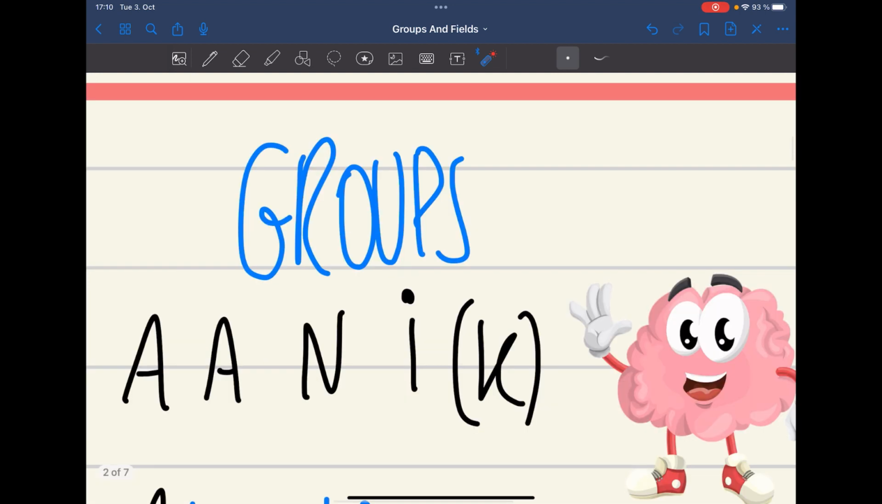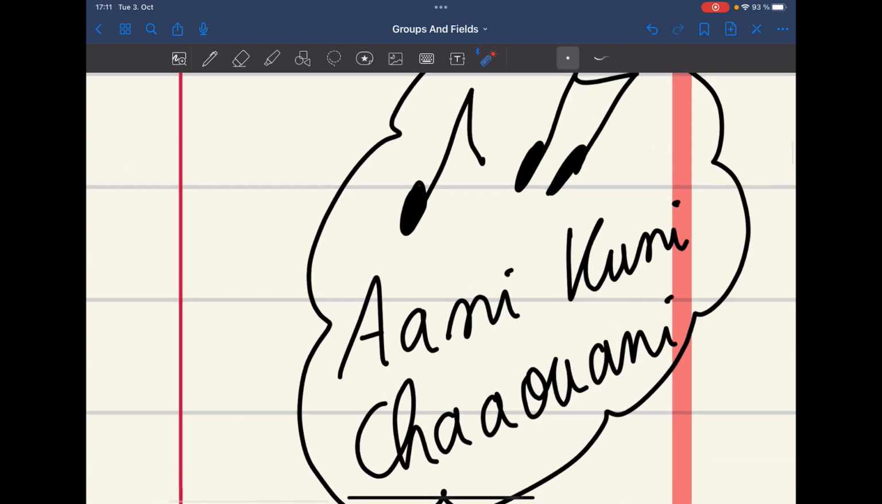Which properties? A cool way to remember the properties of a group is to remember Aanik, A-A-N-E-K. A cool way to remember Aanik is a song.